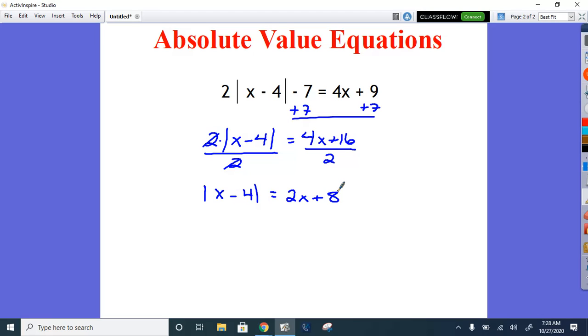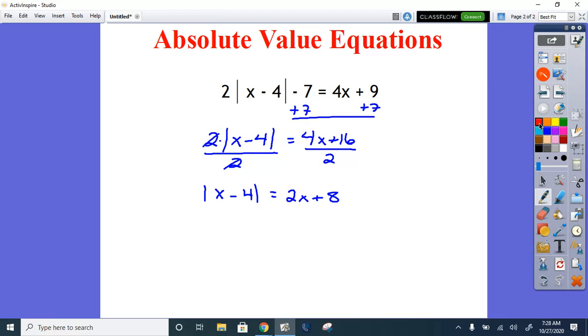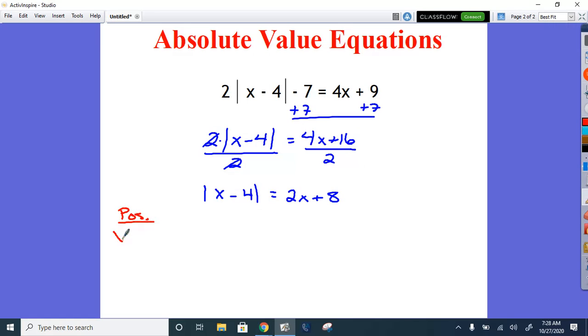Okay? So from there, now I can set up my positive and negative equations. The positive side would become just x minus 4 equals 2x plus 8. The negative side would become x minus 4, and remember, you're essentially multiplying this whole thing by negative 1, is equal to negative 2x minus 8. Okay? And then we solve from there.